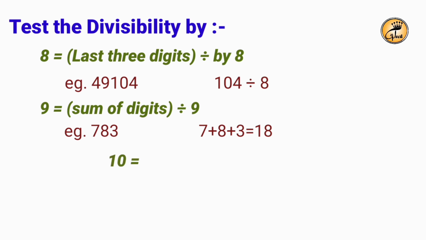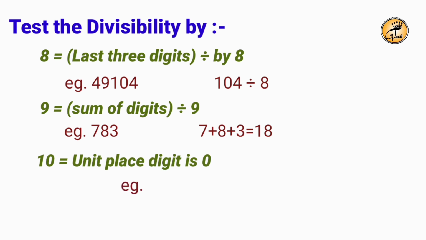A given number is divisible by 10 only when its unit digit is 0. For example, 90, 120, 350, etc.